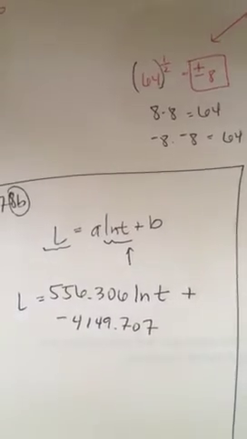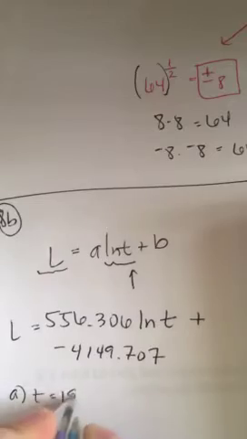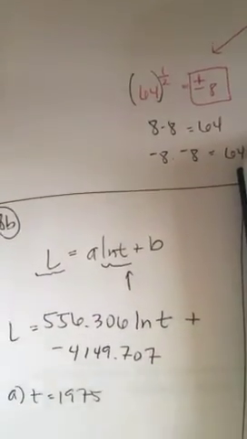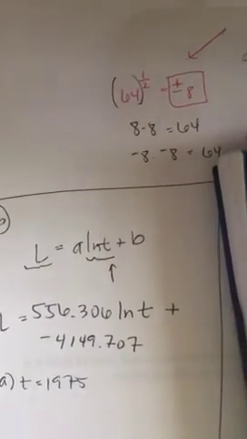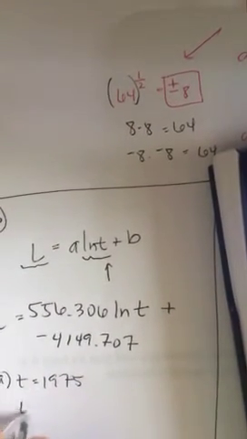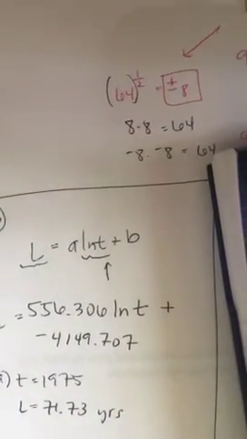Use it to estimate the life expectancy in 1975. So if T equals 1975, alpha y1, plug in 1975, I have a life expectancy of 71.73 years, about.